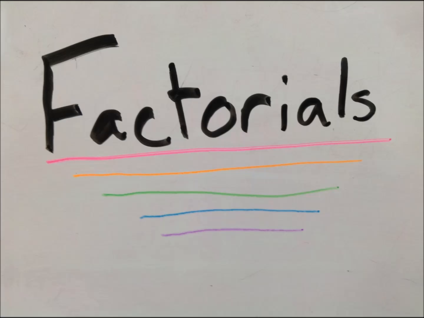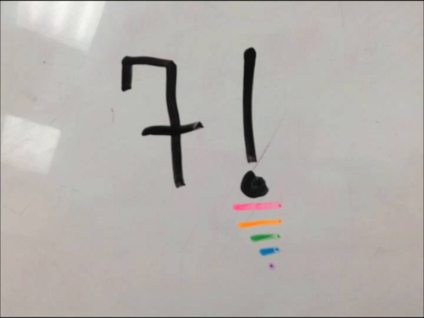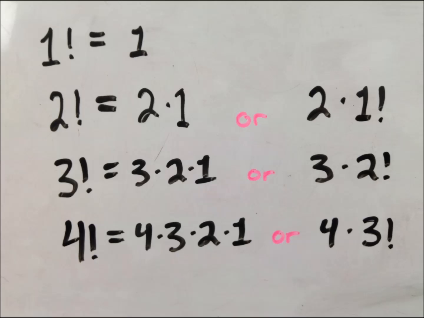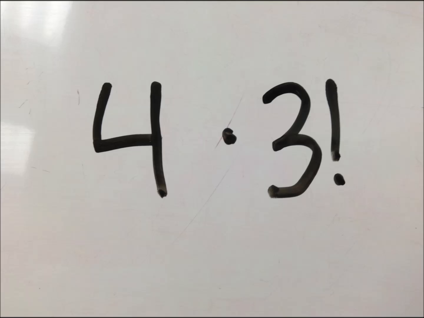Figuring out factorials is a great way to explain recursion. The factorial operation looks like this. Notice that each successive line can be solved in terms of the previous one. For example, 4 factorial is the same as 4 times 3 factorial.